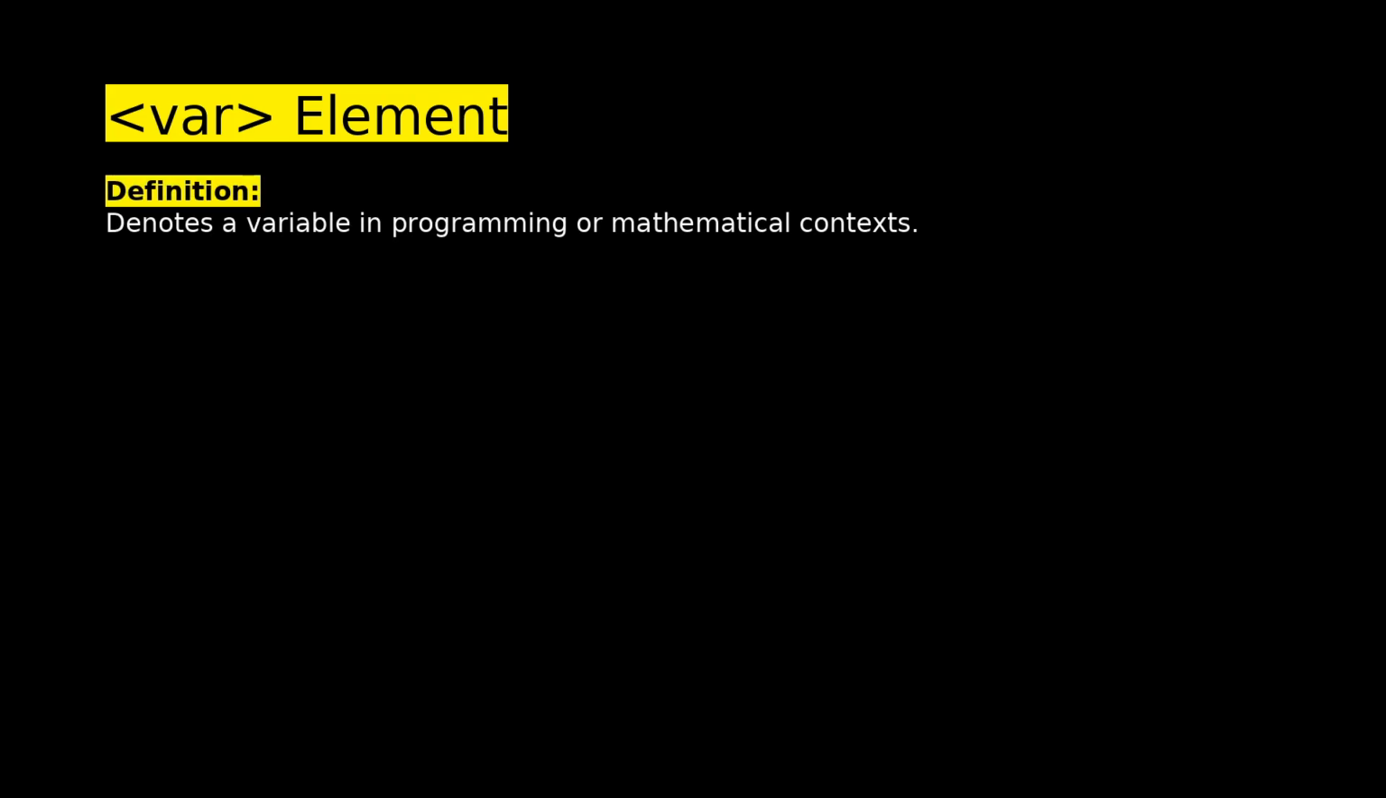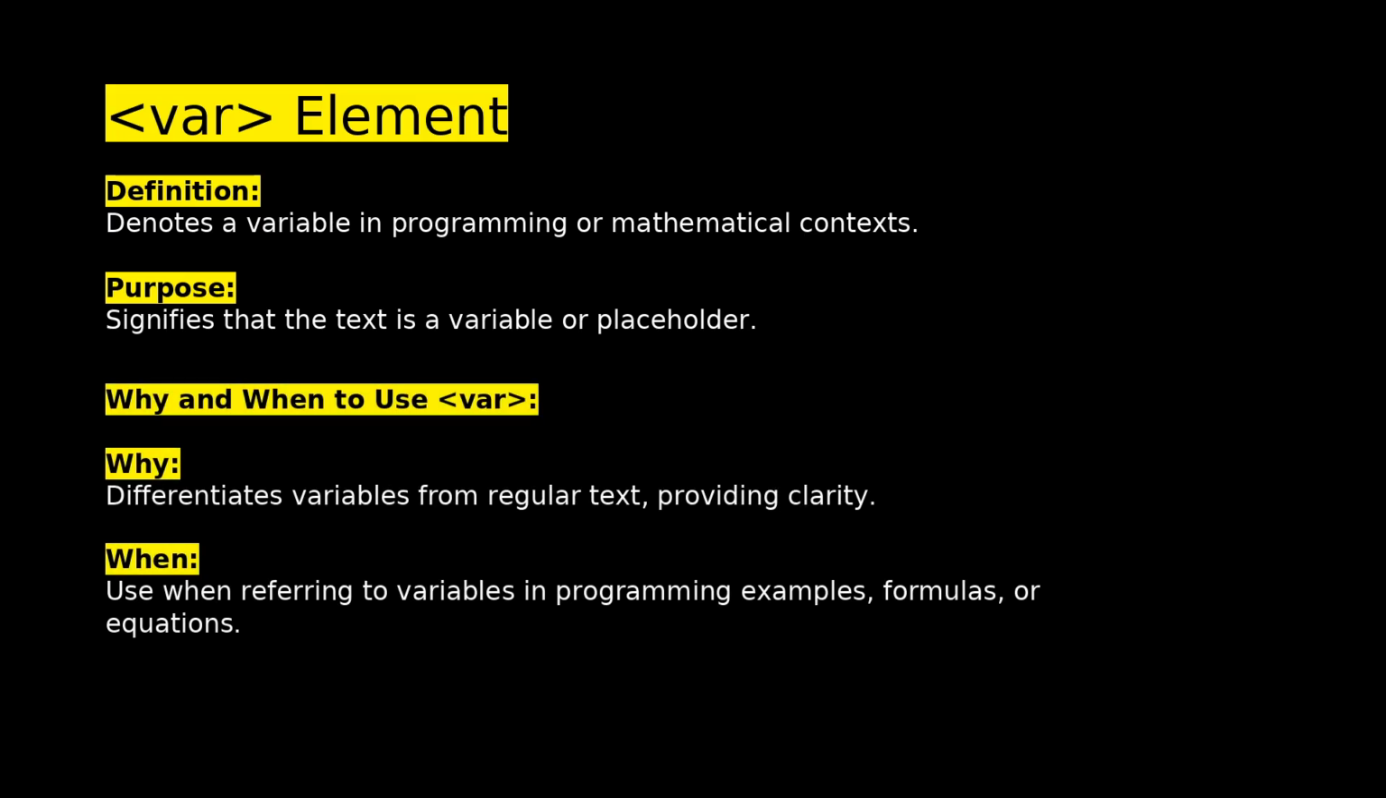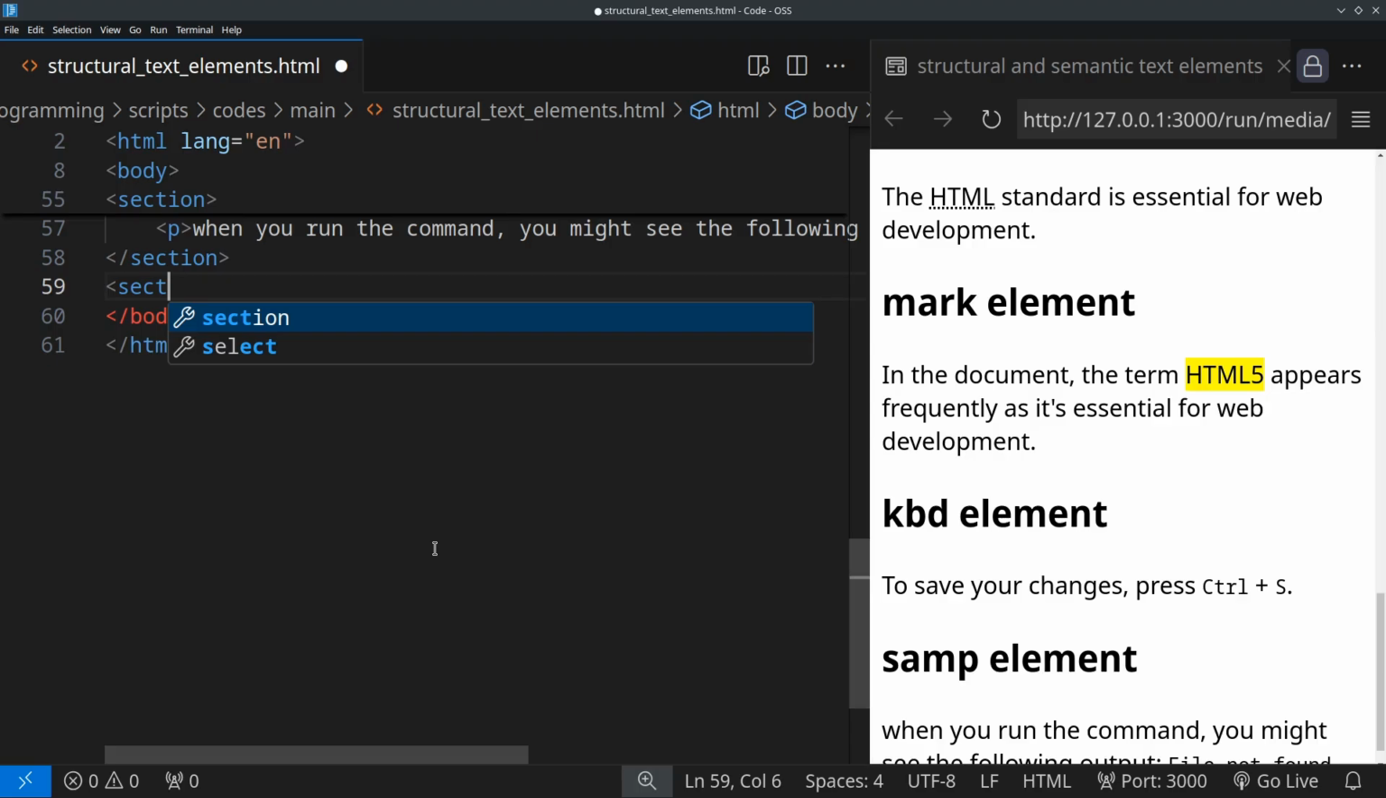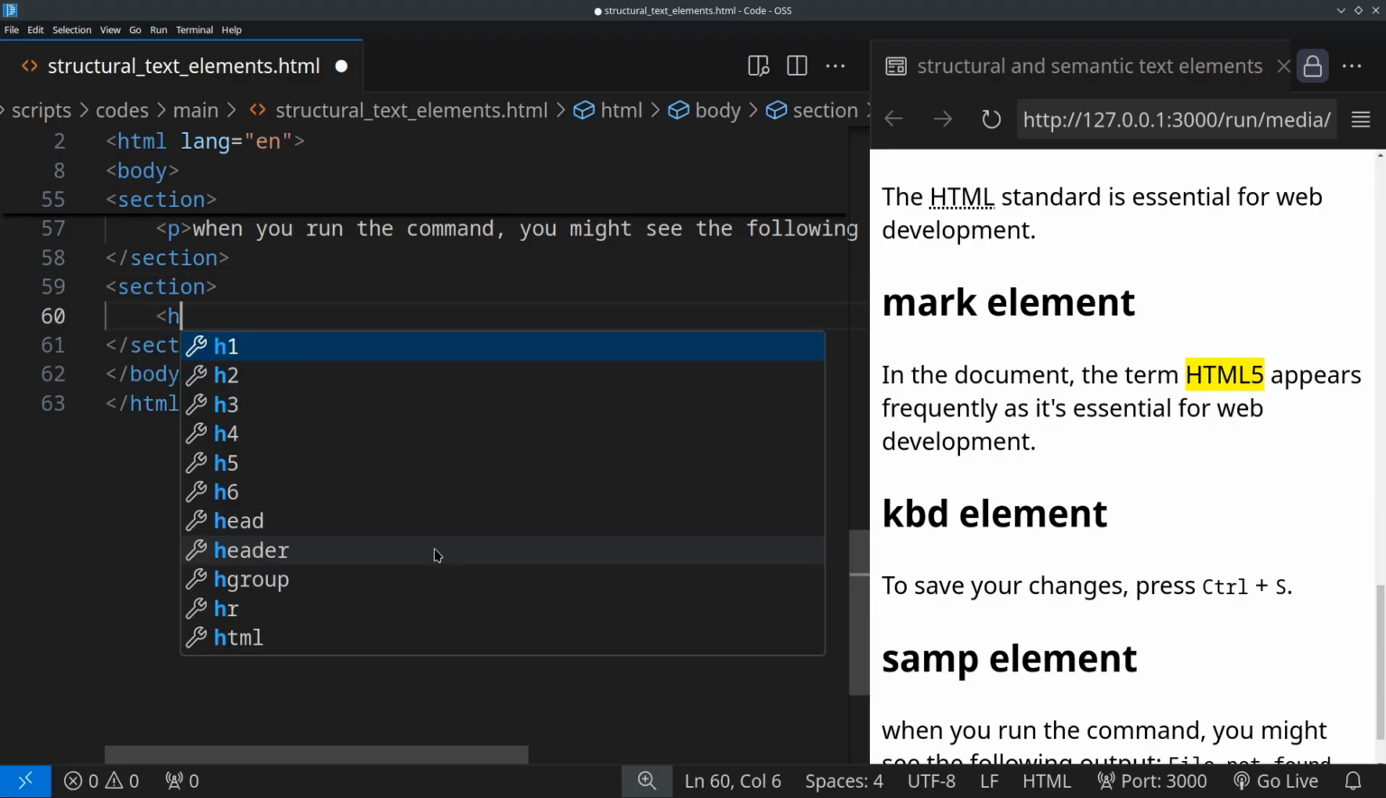The variable element denotes a variable in programming or mathematical context. It signifies that the text is a variable or a placeholder. It differentiates variables from regular text, providing clarity. Use it when referring to variables in programming examples, formulas, or equations. Now I'm going to add a new section for our variable element example.